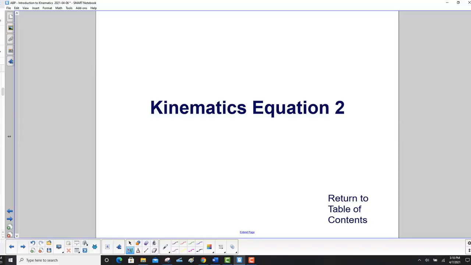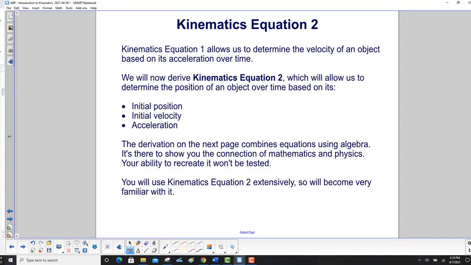Kinematics Equation 2. Kinematics Equation 1 allows us to determine the velocity of an object based on its acceleration over time. We will now derive Kinematics Equation 2, which will allow us to determine the position of an object over time based on its initial position, initial velocity, and acceleration. The derivation on the next page combines equations using algebra.